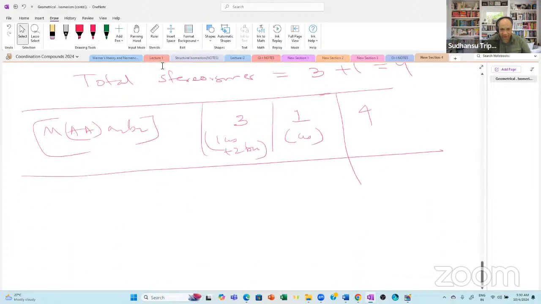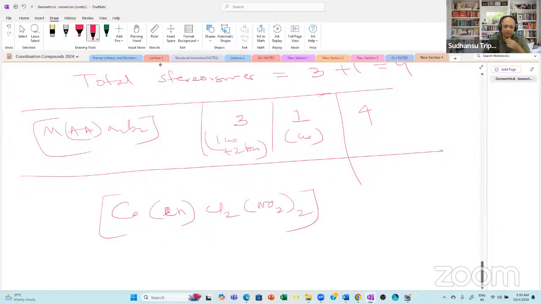The example that we can give is, say, cobalt En Cl2 (NO2)2. Anything we can think of. Oh, I'm sorry, this is -1. Cobalt hardly exceeds +3. So this is -2, this is -2. So cobalt, if it is +3, then I will make it -1.